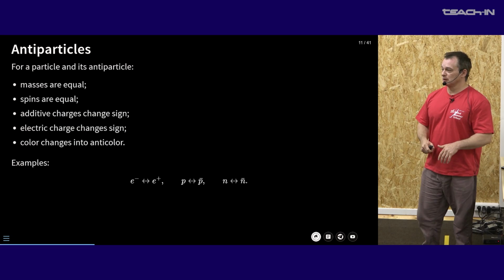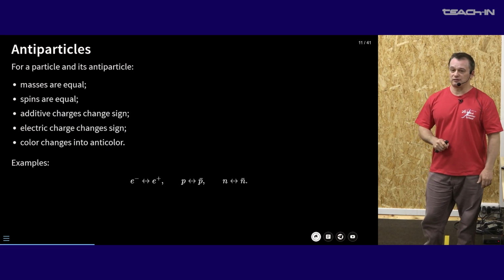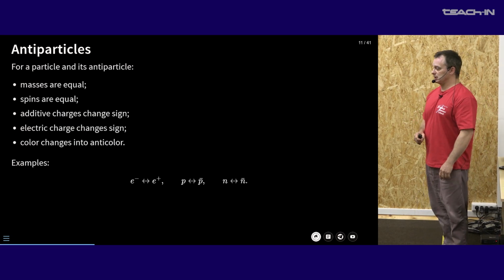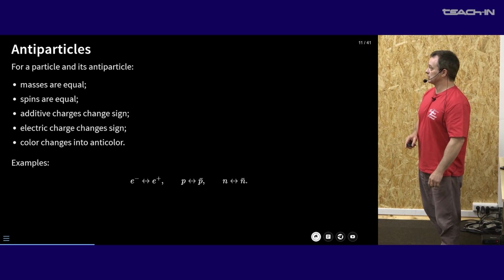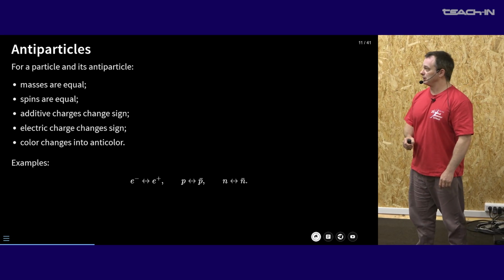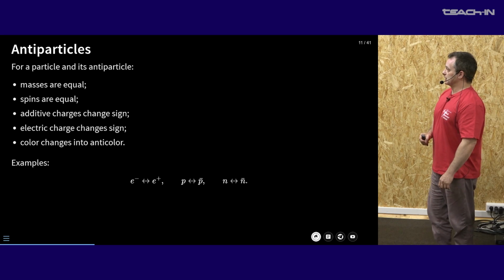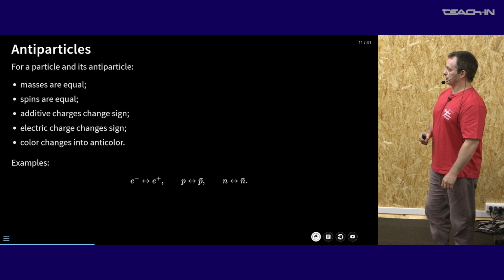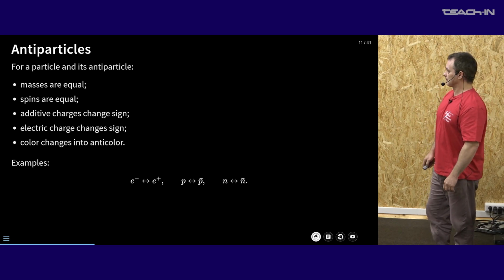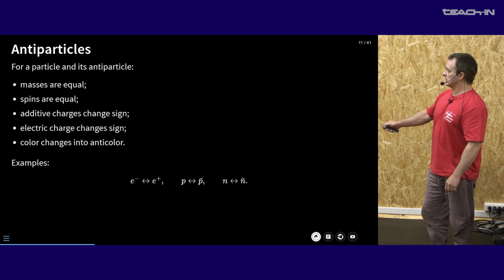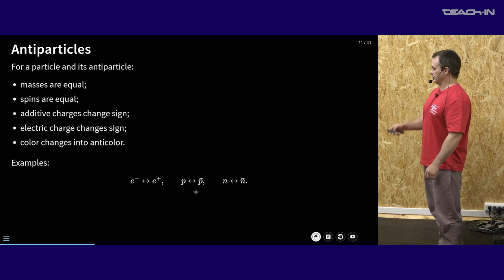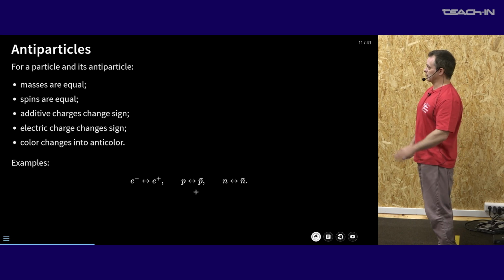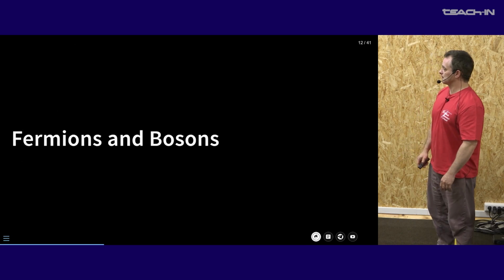On top of that, almost all of these particles have their antiparticles. And their antiparticles are particles with the same masses, the same spin, and the opposite electric charge and opposite color. Some examples: the antiparticle of the electron is the positron, the antiparticle of the proton is the antiproton, and the antiparticle of the neutron is the antineutron. All these particles actually do exist.